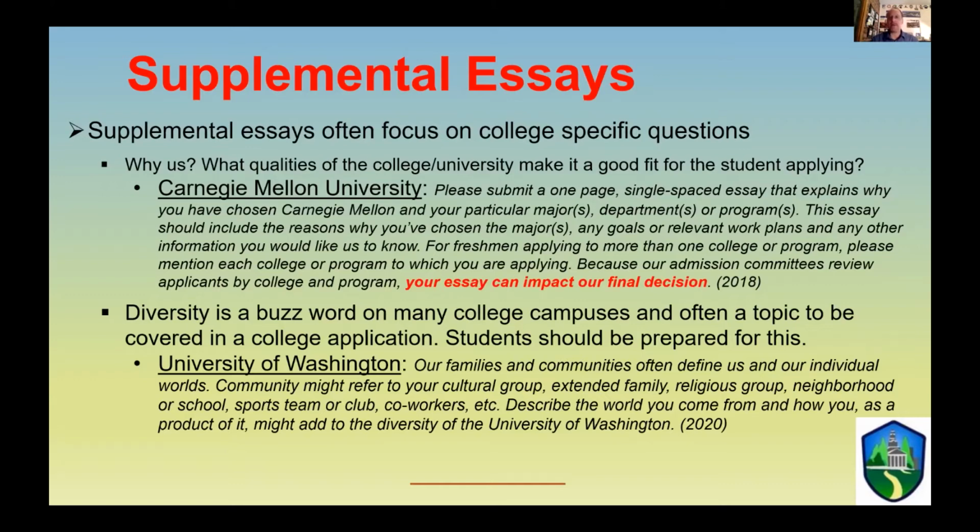And remember, every one of them is asked for a reason. So here's a good example. Carnegie Mellon University, the why us question. Students, you should always be prepared to answer why us, or in some cases, more specifically, why do you want to study this particular major? Carnegie Mellon University, if you're not familiar, is a top 25 university in the world, some of the best computer science engineering programs in the country. They want to know specifically why you want to major in some of those programs. And you'll see I highlighted in red, your essay can impact our final decision. So be careful and be ready to answer that question.